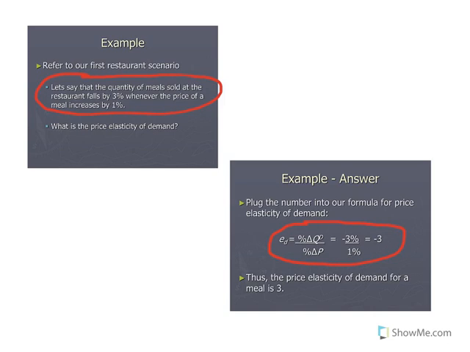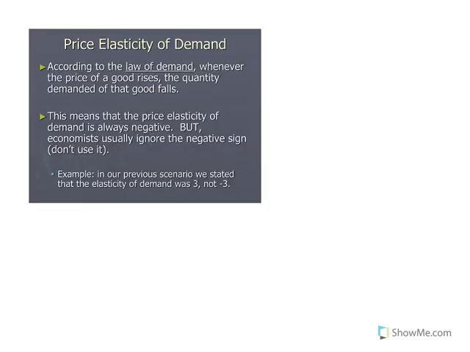So a negative 3% divided by a positive 1%, we would come up with the numeric value of negative 3. Now you'll notice that I state thus the price elasticity of demand for a meal is 3. In other words, I'm looking at it in its absolute value. I have dropped that negative sign, and there's a good reason for that.